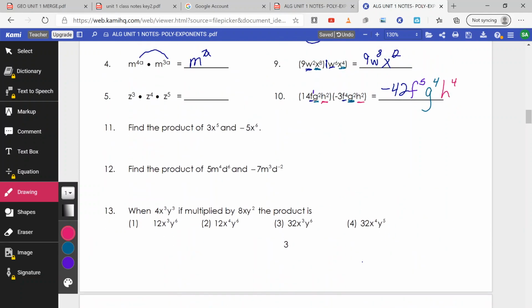Finding the product means we're multiplying. So 11, 12, and 13, we're multiplying to find the product. So just like up above, we multiply the same item times same item, number times number, letter times letter.